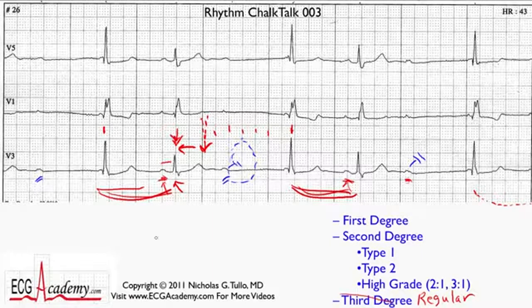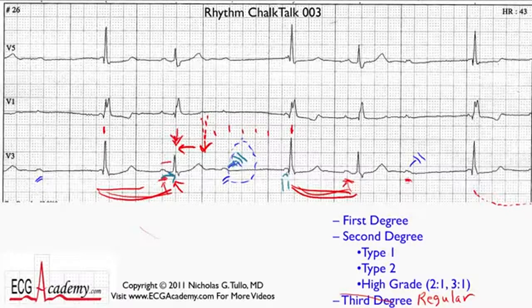Remember, it is the same patient after all. So I think it's safe to say, let me change my color, that this PR interval conducts, and then this P wave blocks. And then the question is, well, what happens here? It does look like there's a P wave, but the PR interval is extremely short. Much shorter than you would expect if this P were to conduct.